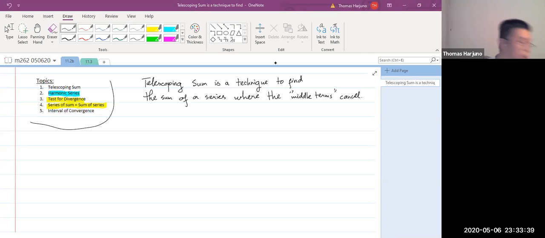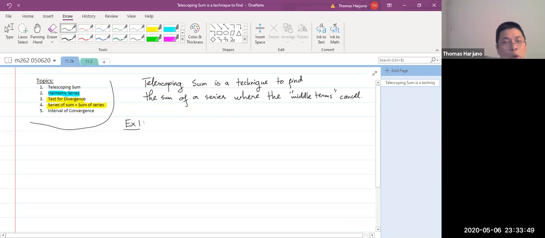Now, let's say, for example, I will use an example from our book. This one is a well-known example, but we see a lot of such examples. Example 1 for telescoping sum, from the book: the sum from n equals 1 to infinity of 1 over n times (n plus 1).